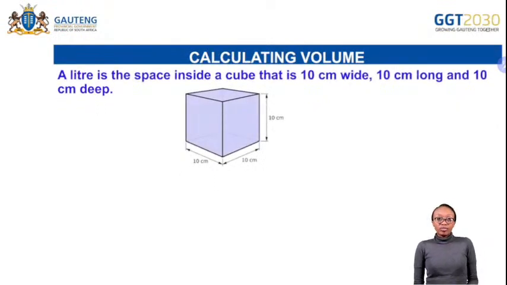So if we talk about 1 liter, a liter is the space inside a cube that is 10 centimeters wide, 10 centimeters long, and 10 centimeters deep. So if we look at this cube, it's 10 centimeters wide, 10 centimeters long, and 10 centimeters deep. So that is 1 liter.